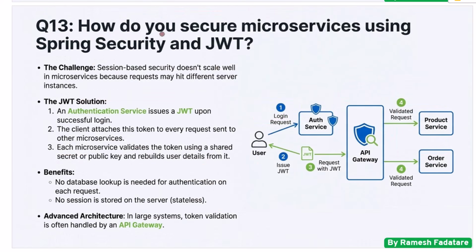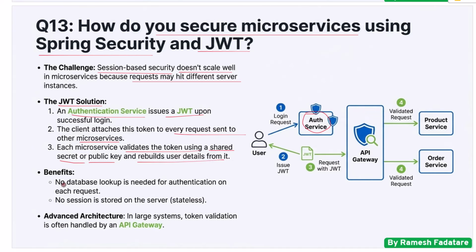The 13th question is, how do you secure microservices using Spring Security and JWT? In microservices, session-based security does not scale well because every request may hit a different server. JWT solves this by storing user details inside a signed token on the client side. When a user logs in, the authentication service issues a JWT. The client attaches this token to every request sent to other microservices. Each microservice validates the token using a shared secret or public key and rebuilds the user details from the token.